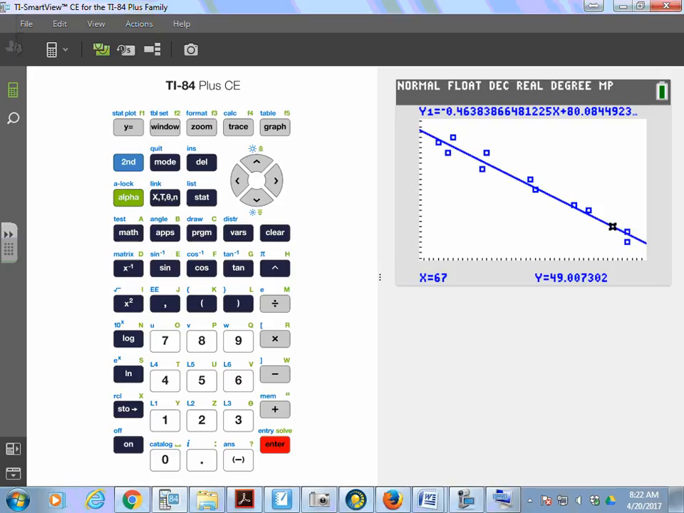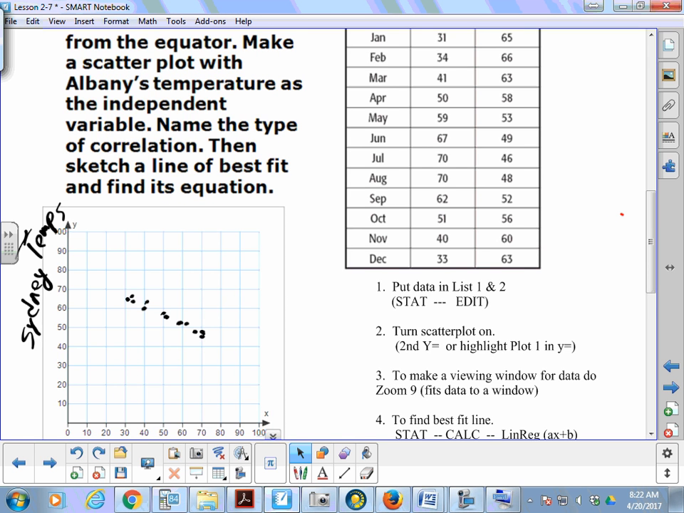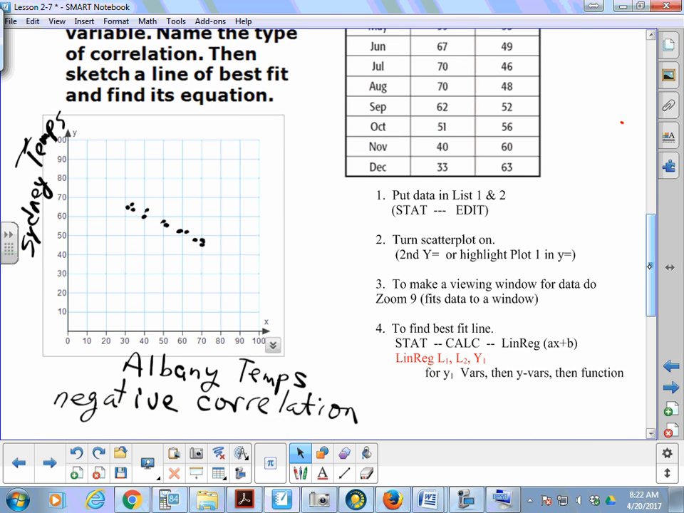So we're going to draw our line through that point there, and our y-intercept was at 80. So if I go to my graph, okay, and I have a y-intercept of about 80, right, and I want to go through that point then. Right. So the y-intercept is 80, and I want to go through that point 67, 49.